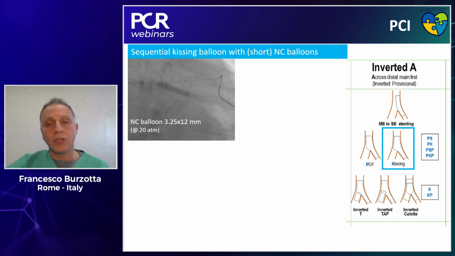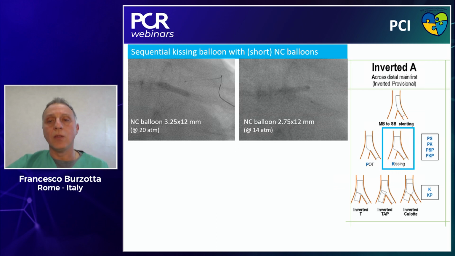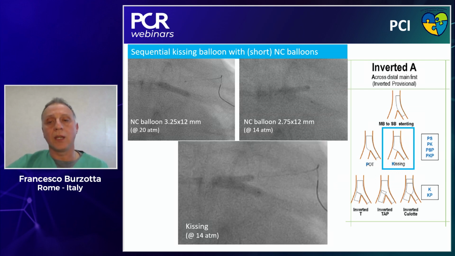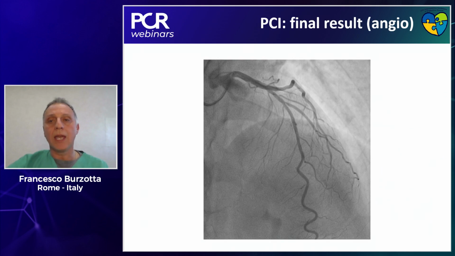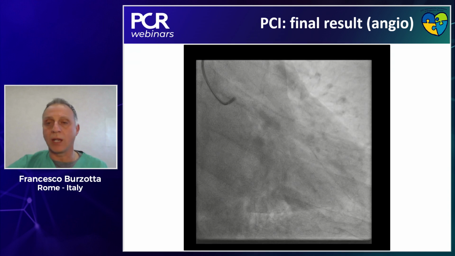So, according to this, the two balloons are placed over there. Then, the non-compliant balloon was expanded at high pressure in the circumflex. Then, the non-compliant balloon selected according to OCT lumen was expanded inside the LAD. And then the kissing was performed at 14 atmospheres, and the semi-compliant balloon for POT was repeated. So this was the sequence we applied, and this was the result for LAD, which was unaffected.